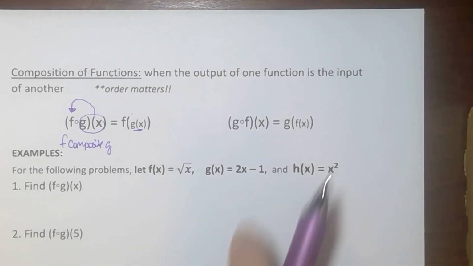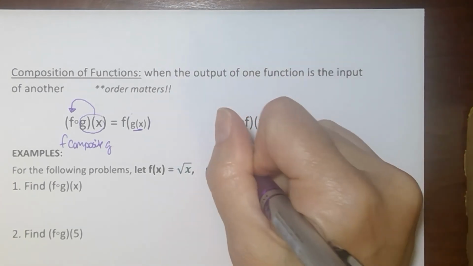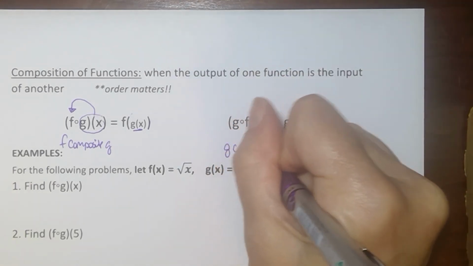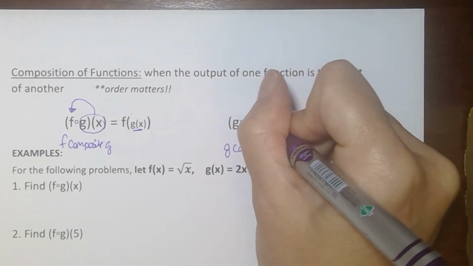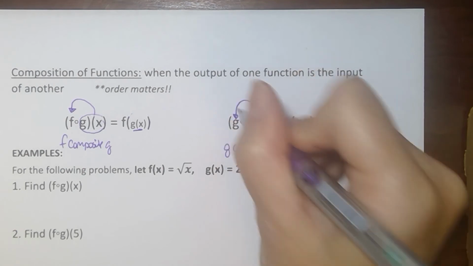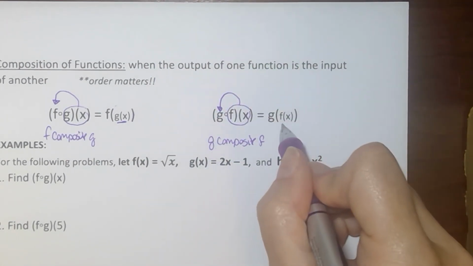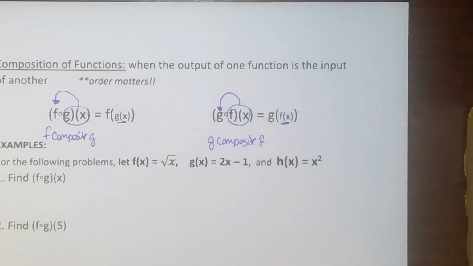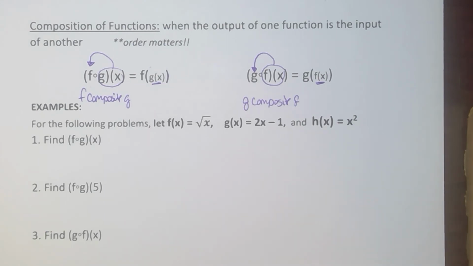My second example, different order. G composite f of x. G composite f. That means I'm taking my function f of x and I'm plugging it into that function g of x. So I've got g of x and I'm plugging in that function f. Order matters. All right, we're going to do a few examples of these.